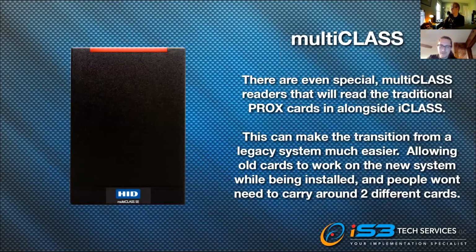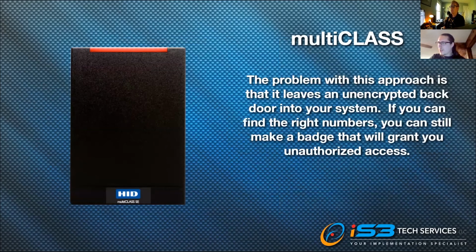The only problem with this industry approach is a lot of people will install a multi-class reader. And these are good for cross-grading a facility because they read Prox and iCLASS. The only downside is they read Prox. So if your card number and facility code gets known, you can make basically a downgraded version, and the panel can't tell the difference between it. It's just an unencrypted backdoor. It's not really the best solution.